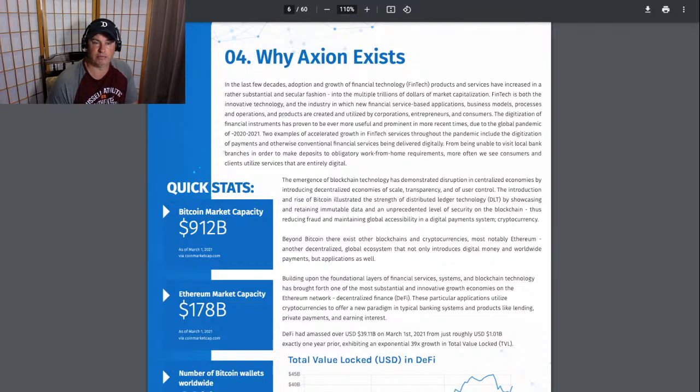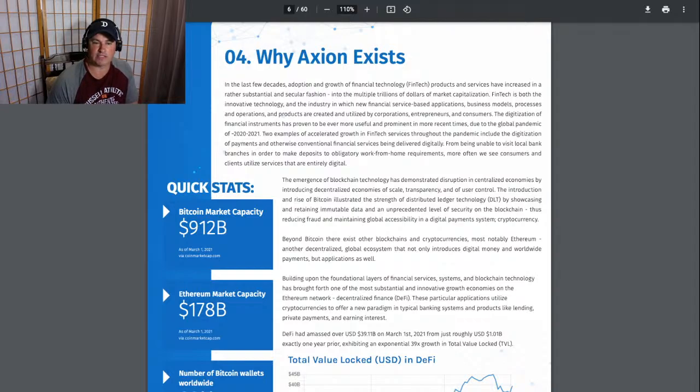Beyond Bitcoin, there exist other blockchains and cryptocurrencies, most notably Ethereum, another decentralized global ecosystem that not only introduces digital money and worldwide payments, but applications as well. So it's not just about having the crypto token, but actually applications that get built onto it that are basically financial little systems, and they offer a lot of services to people. Building upon the foundation layers of financial services systems and blockchain technology has brought forth one of the most substantial and integrative growth economies on the Ethereum network, decentralized finance, which we call DeFi. That's one of the most common terms that you will hear. So pretty amazing.